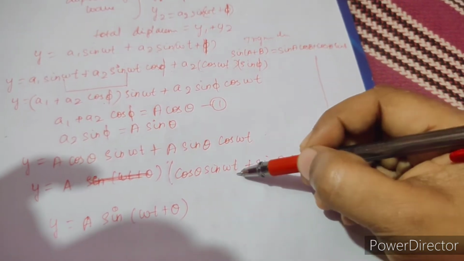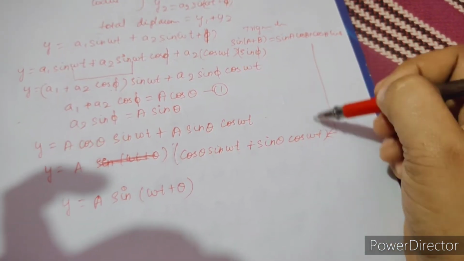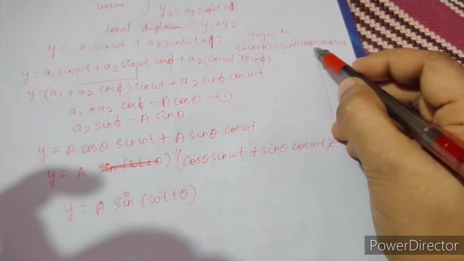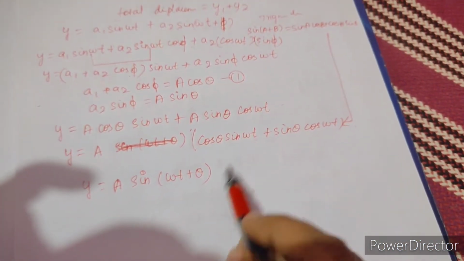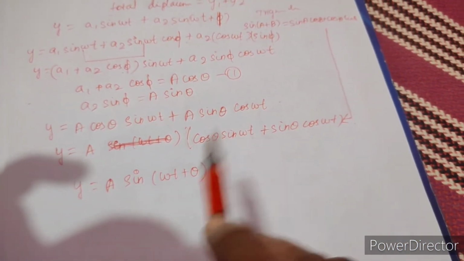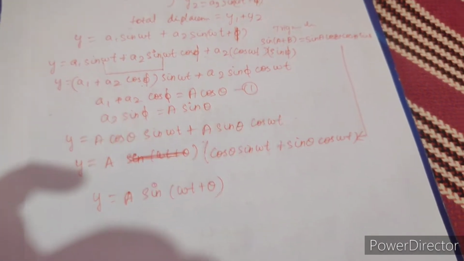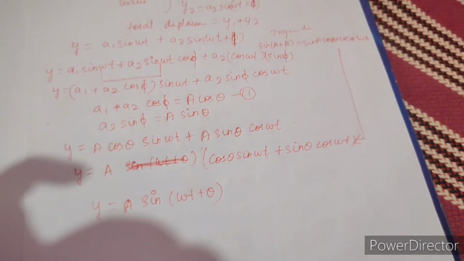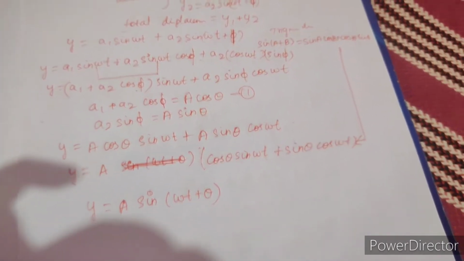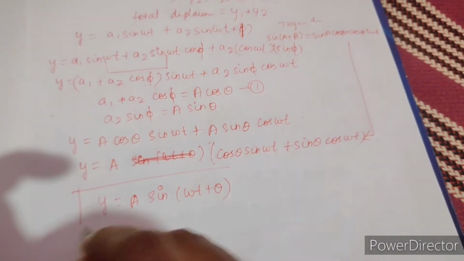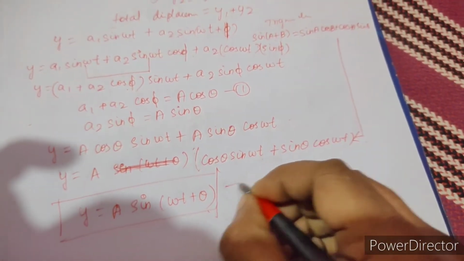For cos b, we have omega t. So in the same format I can write sin(a+b). Here I have the angle omega t plus theta, so I have written sin(omega t plus theta). Okay, so this is the value for the resultant displacement.